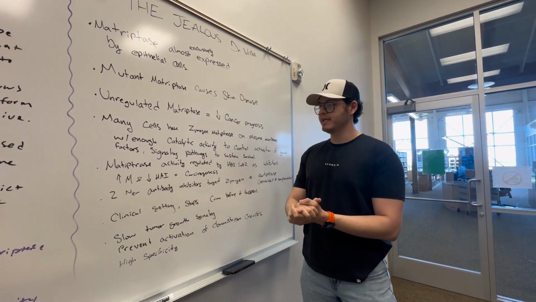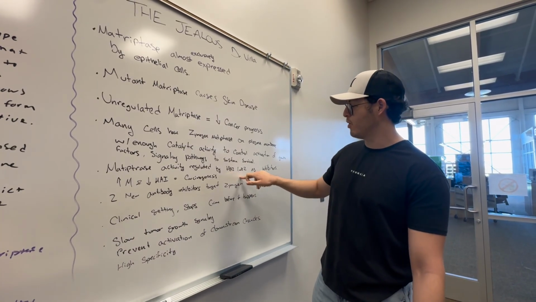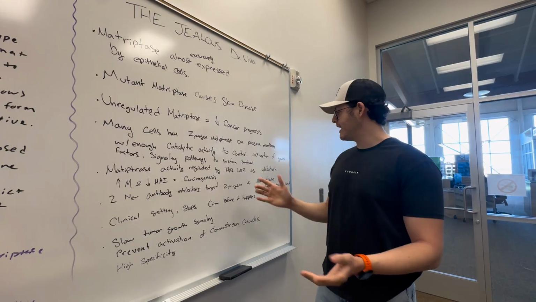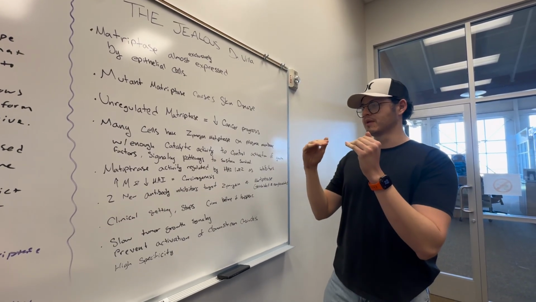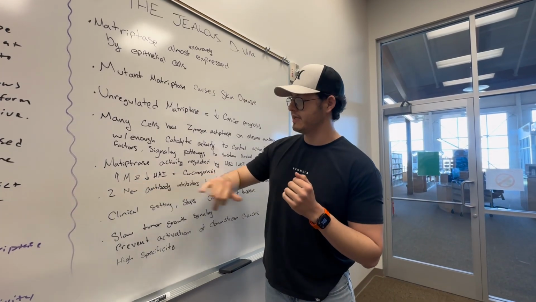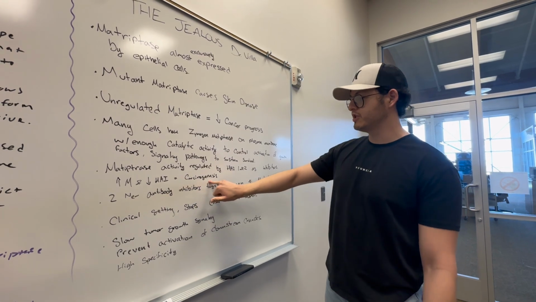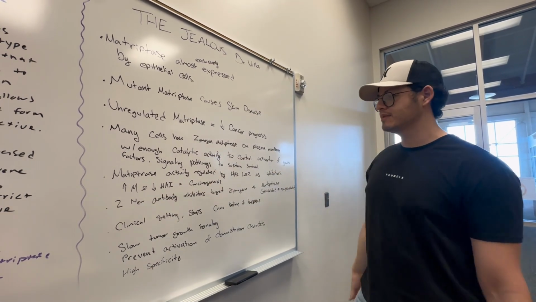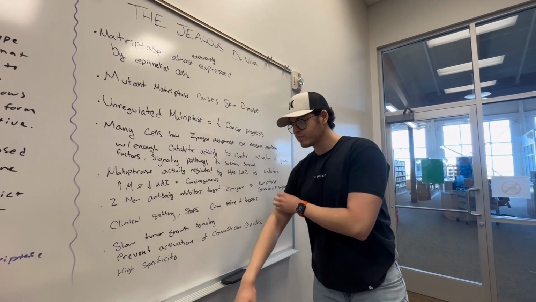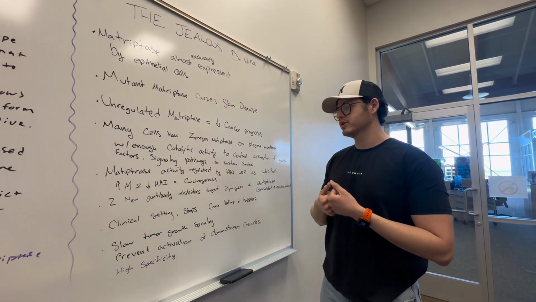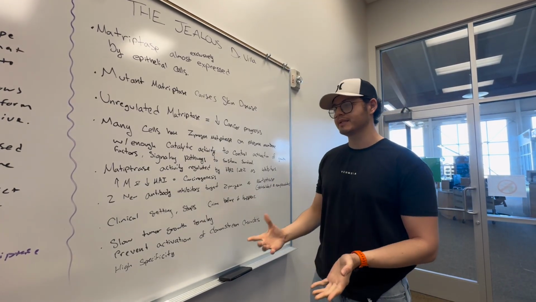Usually matriptase is regulated by this inhibitor called HAI1 and 2. Our body naturally produces it, and it keeps it in homeostasis. If you have too much matriptase and too little HAI, then you start going to carcinogenesis, which basically means increased chances of cancer. So these researchers did something very cool that's not really done in the clinical setting.